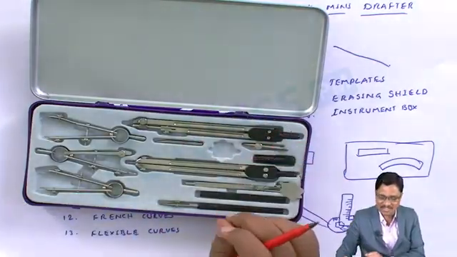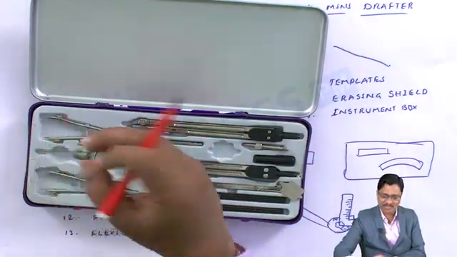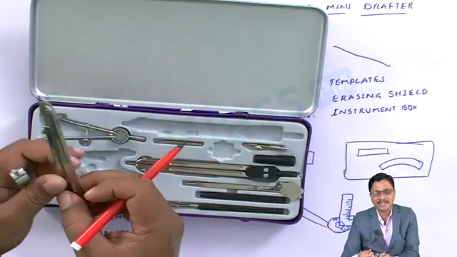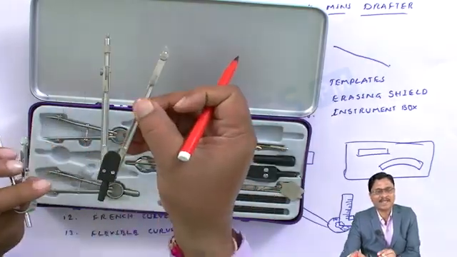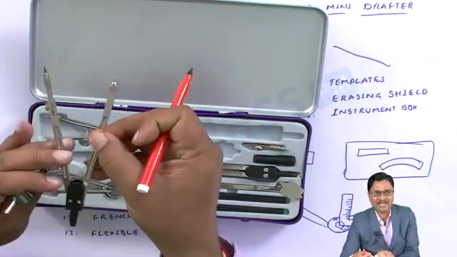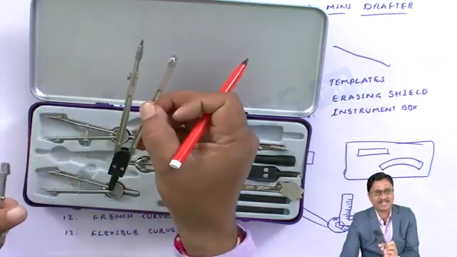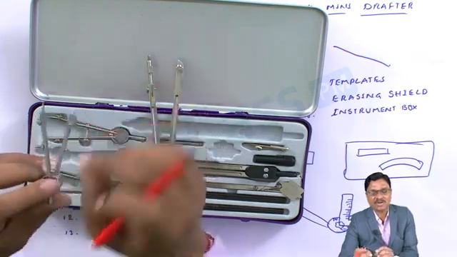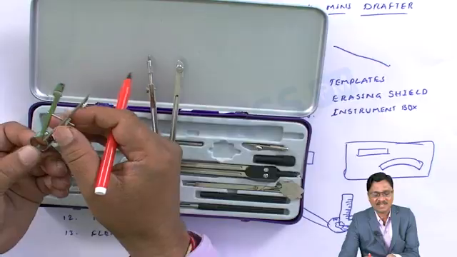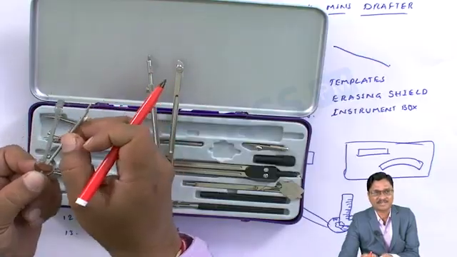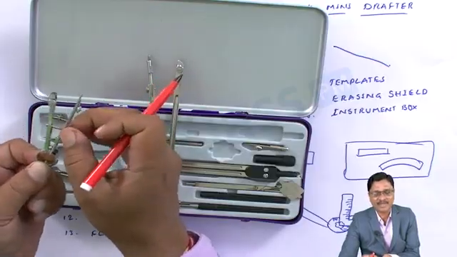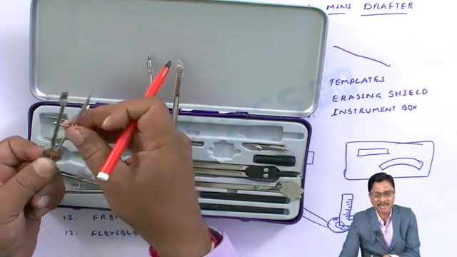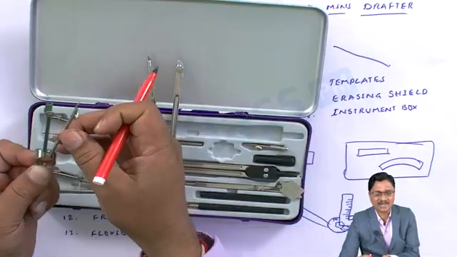Similarly, what else is listed? The bow compass. What is the bow compass? It is the same, but what is the difference here? Here, by applying pressure, I can adjust the gap to the radius required. But here I cannot adjust by hand. To make any adjustment, I have to operate this screw and nut mechanism. If I screw it in, I can decrease the gap. If I want more gap, I can unscrew it. By that, I can adjust.